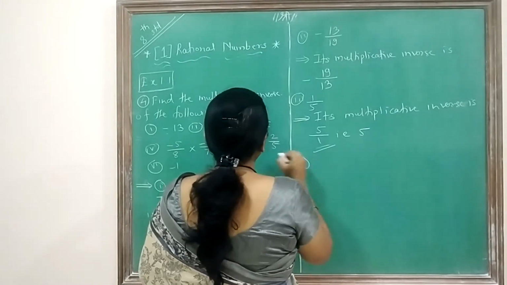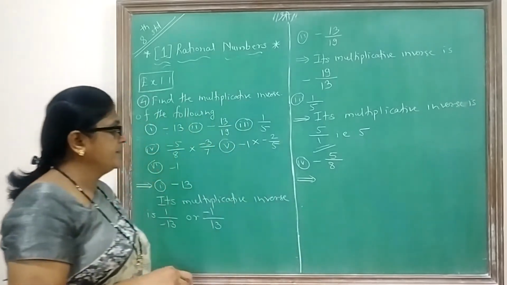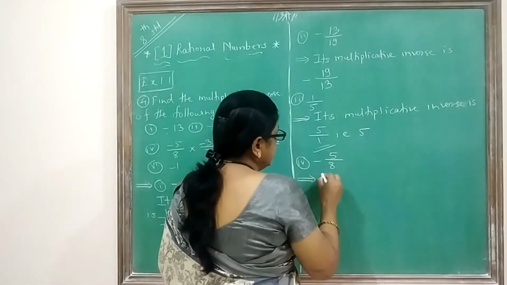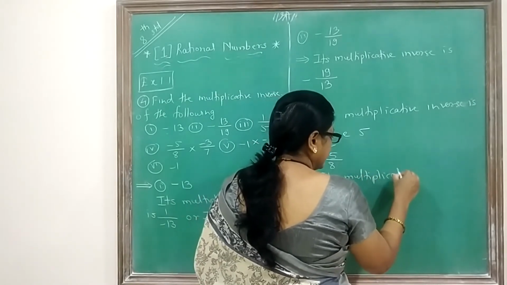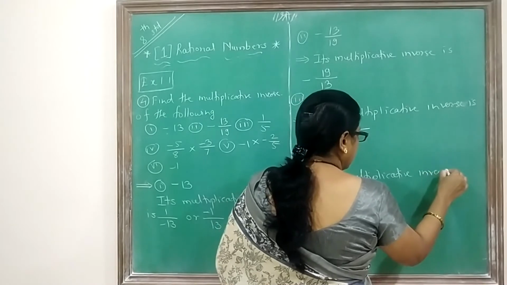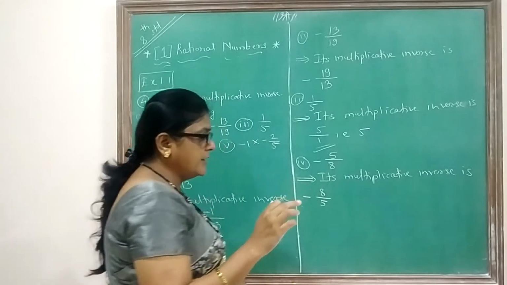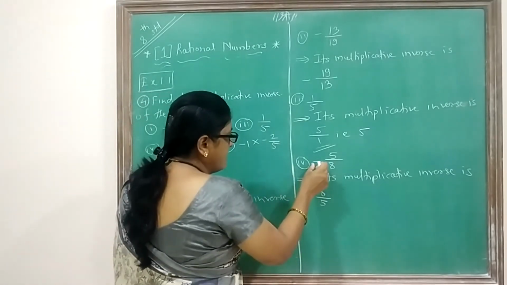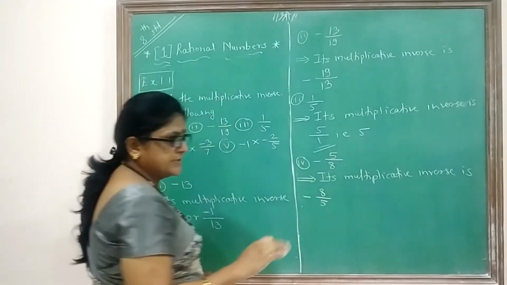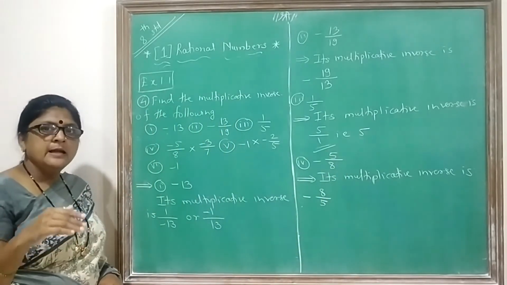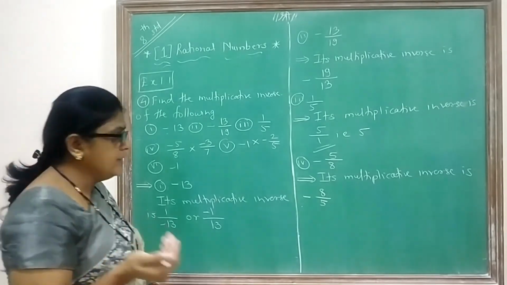Then your fourth example is minus 5 by 8. Then its multiplicative inverse is 8 by 5. Here you can see carefully, the minus sign will be the same. Only the denominator and numerator are interchanged. The numerator goes to the denominator and the denominator goes to the numerator. This is called the multiplicative inverse.